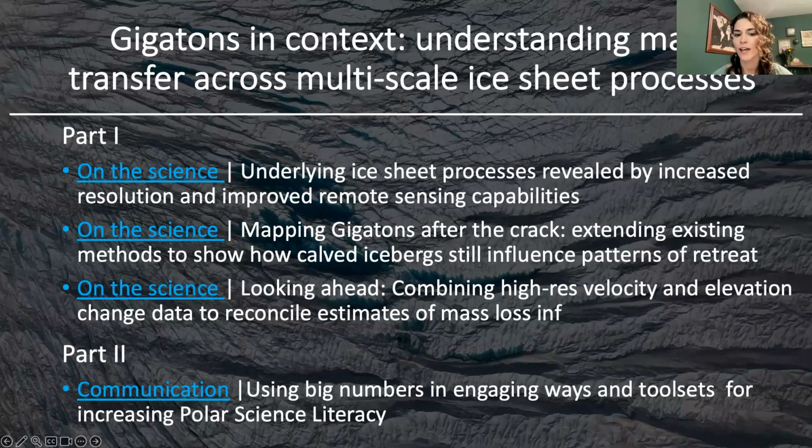And then the third part is looking ahead to how we can combine both high resolution elevation change and velocities together to start getting really refined, reconciled estimates of total ice sheet mass change. I'm not sure we're going to get to this one today because I want to make sure we have time for the second part, a few minutes to talk about communicating these big numbers. When we're talking about gigatons and ice sheets, how we communicate that within the scientific community, and then also promoting polar literacy amongst the greater public. So I'm aiming for 3 out of the 4 of these topics today.